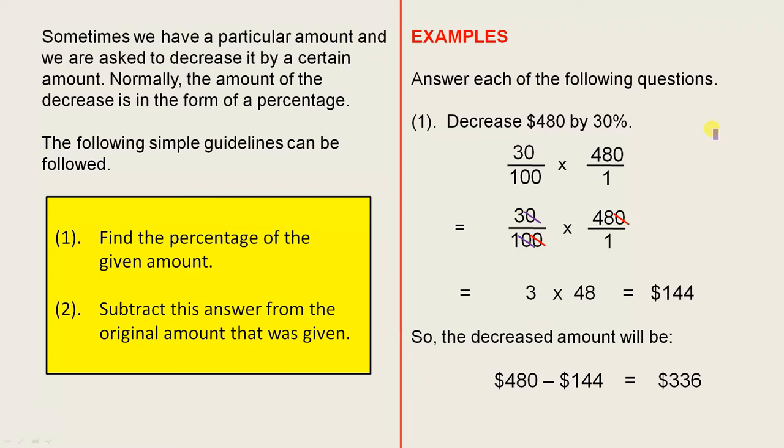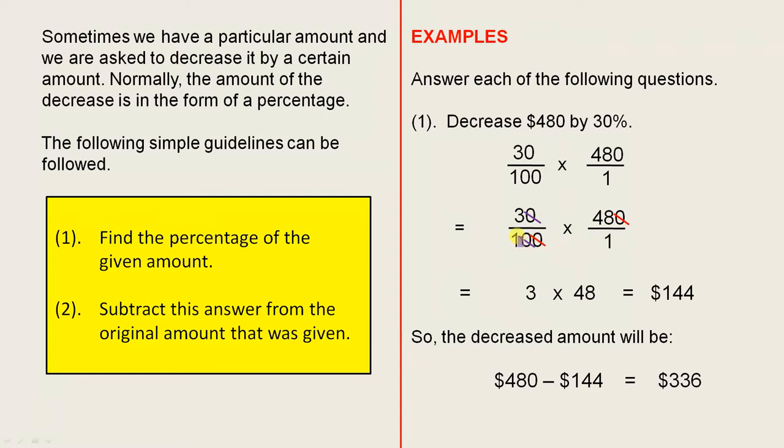$480 by 30%. So the first guideline says find the percentage of the given amount. So we have to find 30% of $480. So it's 30 over 100 times 480 over 1. I've written it down again so we can do the working. Now here's an interesting little way of doing this. Because we have a number of zeros in the numerator and the denominator, basically we can divide by 10. So the quick way of doing this is that you cross off 1 zero from the denominator and 1 zero from the numerator. That means you've divided top and bottom by 10.